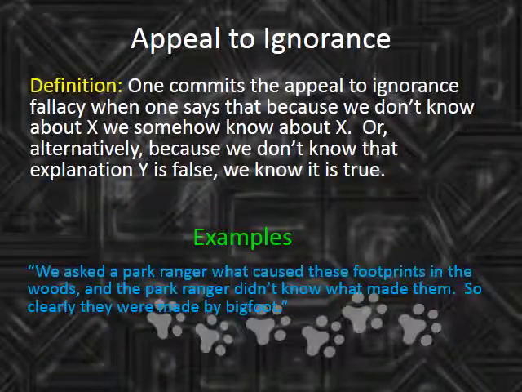Appeal to ignorance. This is an important fallacy, and it appears more often than one would expect. One commits this fallacy when one argues that since we don't know about something, X, we therefore know something about X. Alternatively, it can occur when it is argued that because we don't know that Y is false, Y is true. Here's an example. We asked a park ranger what caused these footprints in the woods, and the park ranger didn't know what animal made them. So clearly they were made by Bigfoot.